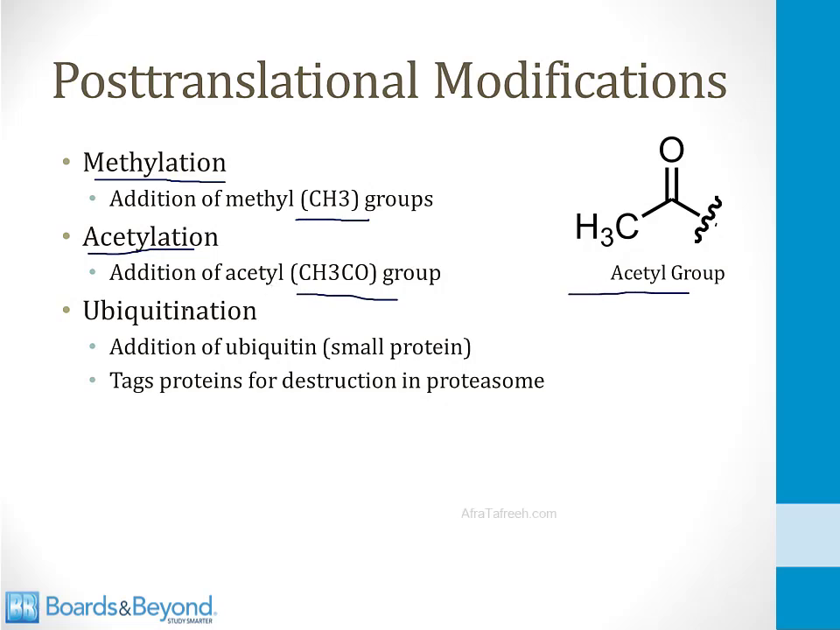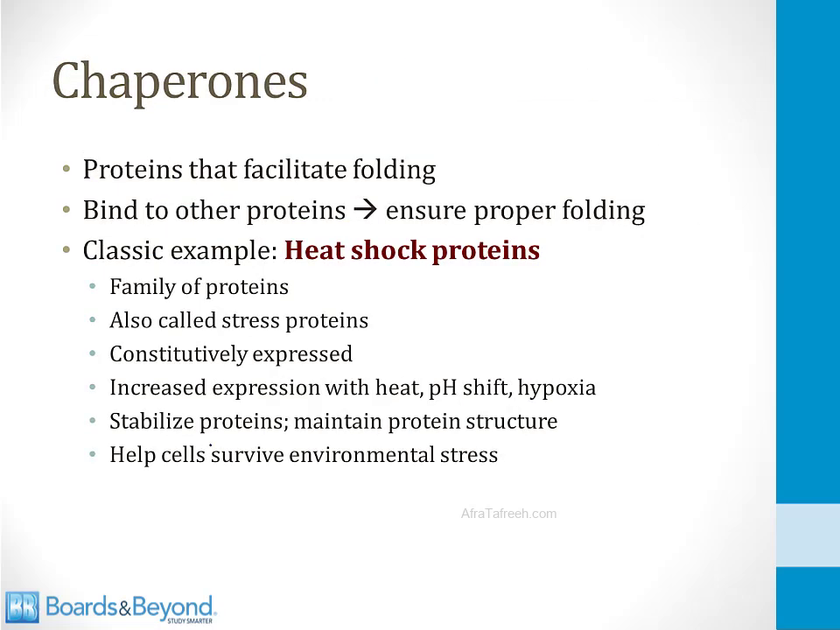And then finally, ubiquitination is the addition of ubiquitin, a small protein, to another protein. Ubiquitin tags proteins for destruction in cellular structures called proteasomes. And I talk more about proteasomes and ubiquitin in the video on cell structure. And the final topic I'll mention in this video is chaperones. Chaperones are proteins that facilitate folding of other proteins.